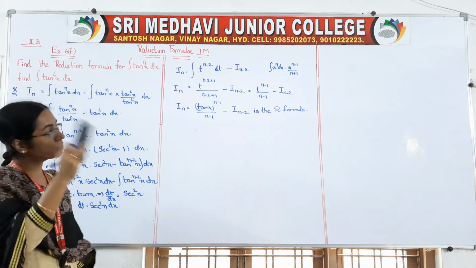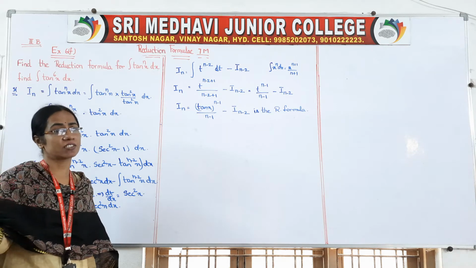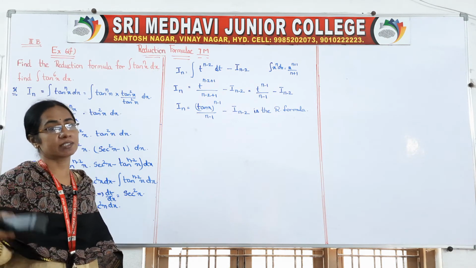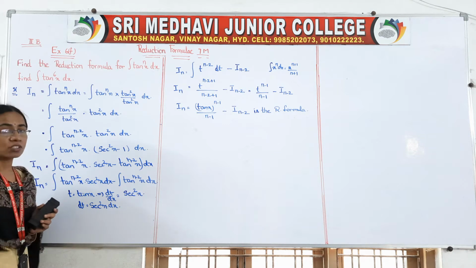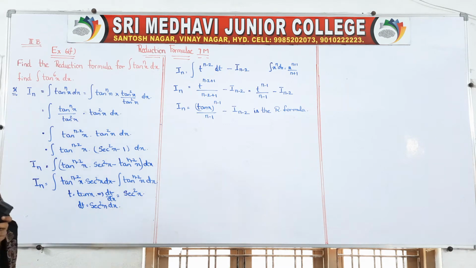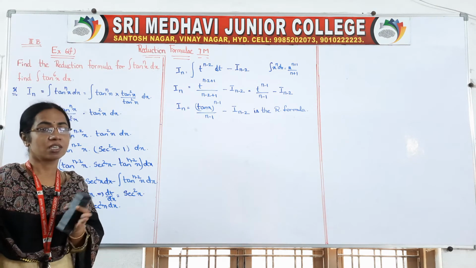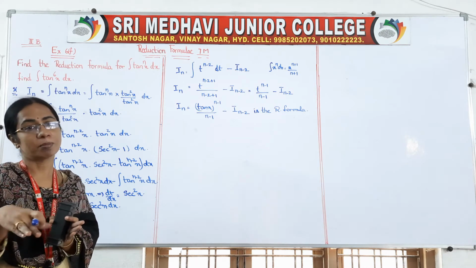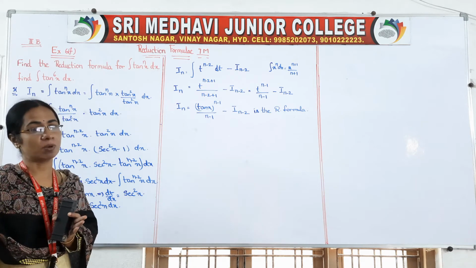After that, by using that reduction formula, we can find so many values: tan to the power of 6x, tan to the power of 8x, tan to the power of 10x. Just in place of n, if we put 6, 10, 8, we will get different values, isn't it? So that is the meaning of reduction formula. We will find one standard formula for some values. After that, by using that reduction formula, we will find the integral of the same type of problems, right?